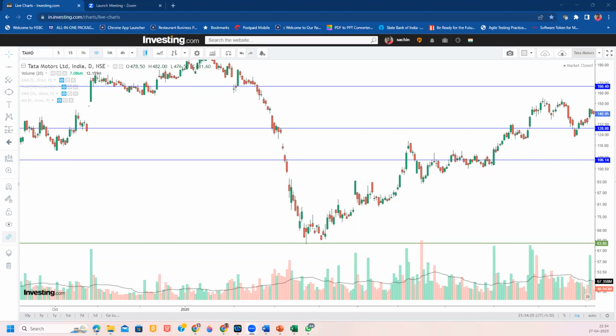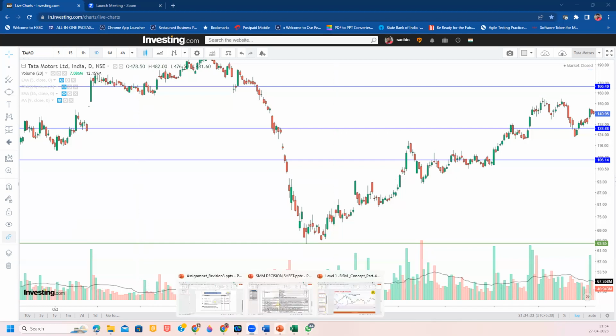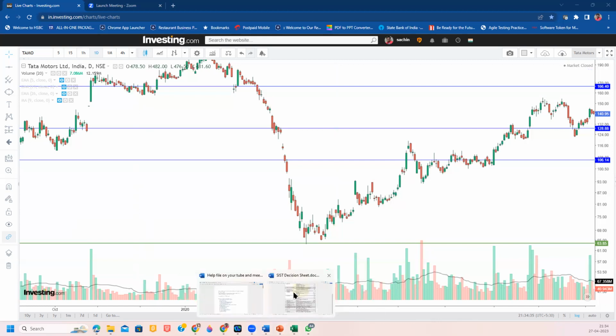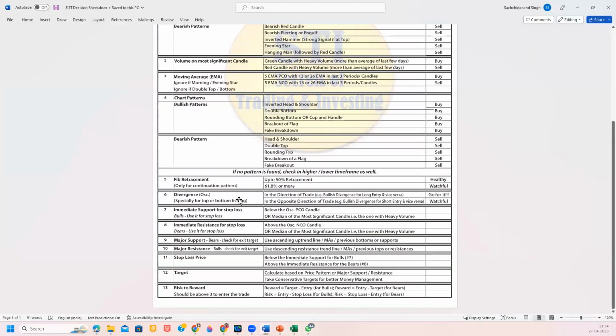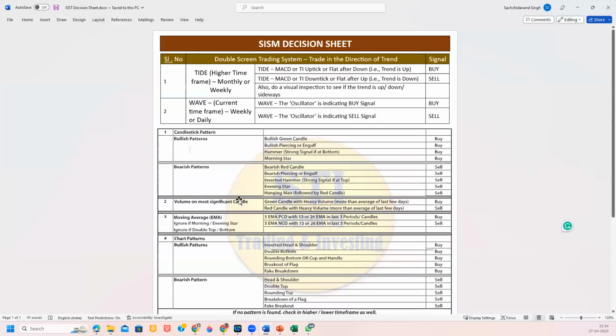Okay, and I'll share my screen. So what we are going to do today, I have created a kind of checklist, or I can say a decision sheet. And based on this decision sheet, we are going to take a trade.